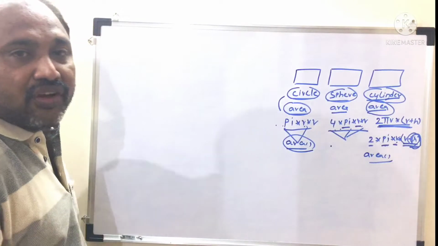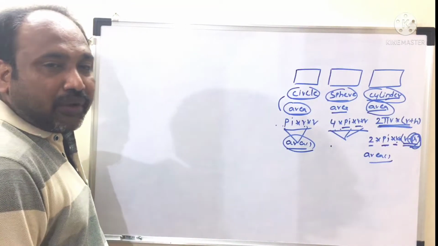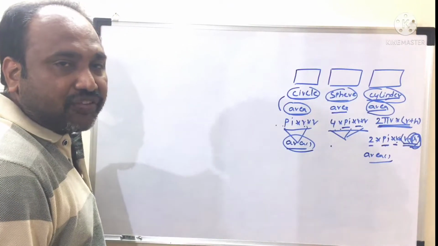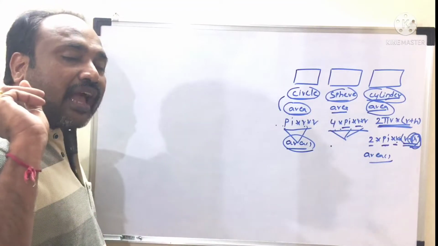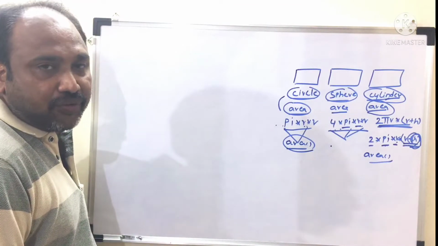In this case, why do we have to use abstract class? In the last video, I clearly explained the difference between class, abstract class, and interface. For better understanding, have a look at that video. It is there in my Java playlist.